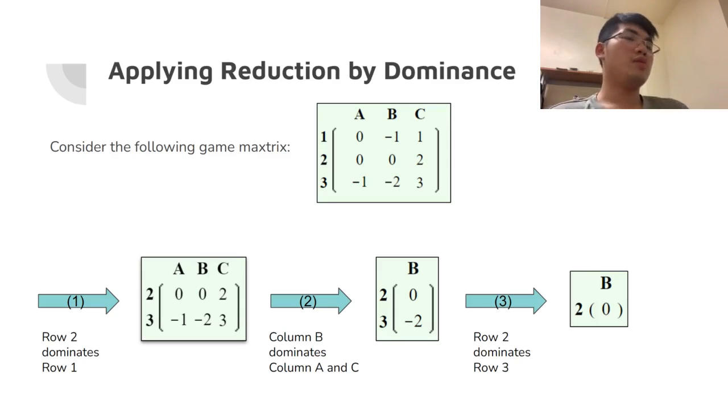Now move on to step 3. It's pretty simple. We see that row 2 dominates row 3. This is because 0 is larger than -2, and so we get rid of row 3. We are left with only one cell, that is 2B. So choosing move 2 is the best option for the row player here, and consequently the best option for the column player is to choose move B.